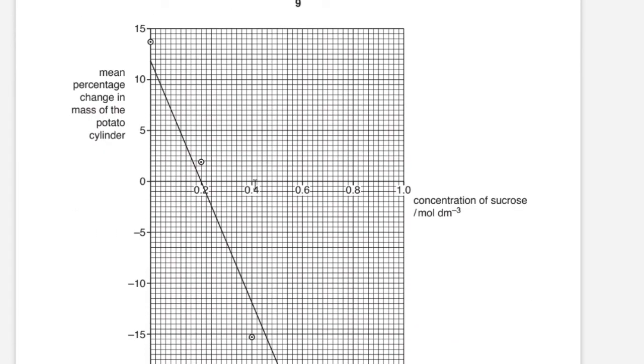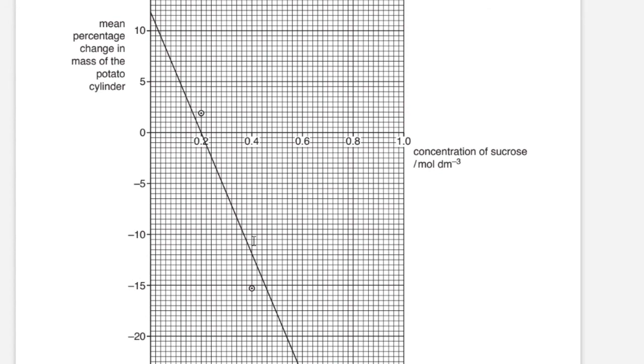Alright, first off, on the x-axis you have got the concentration of sucrose, and the y-axis indicates the mean percentage change in mass of the potato cylinder. So up to 0.2 mole per dm cube of sucrose concentration, the mean percentage change is positive, indicating that the mass of the potato cylinder increases, and beyond that the mass decreases as the percentage change is negative.